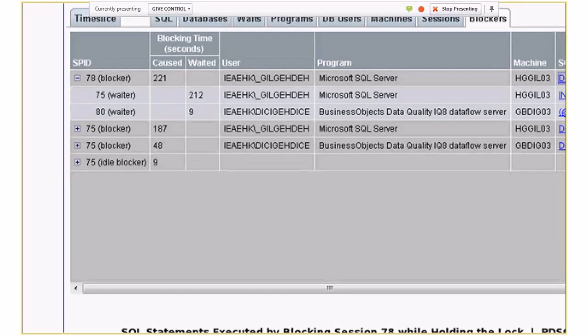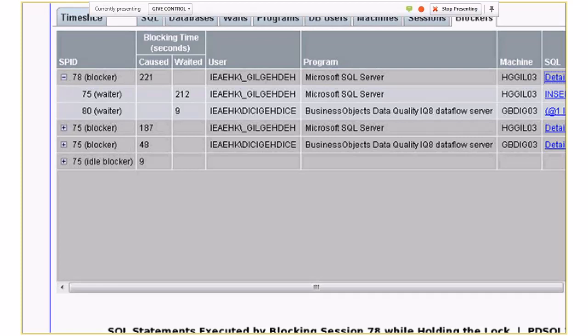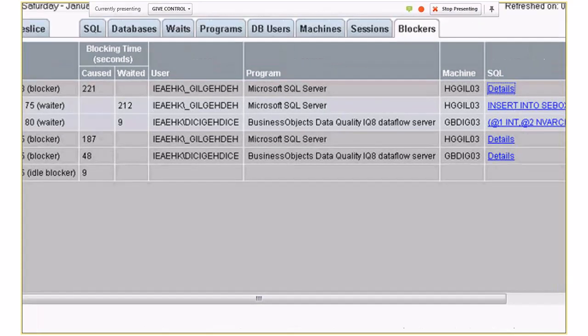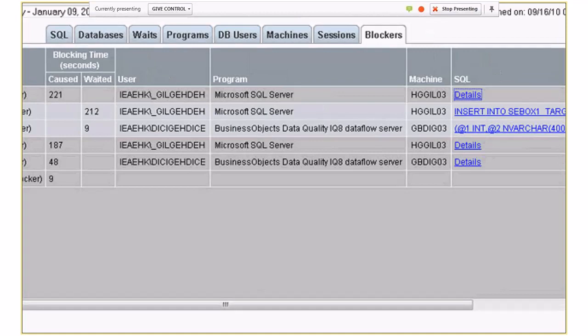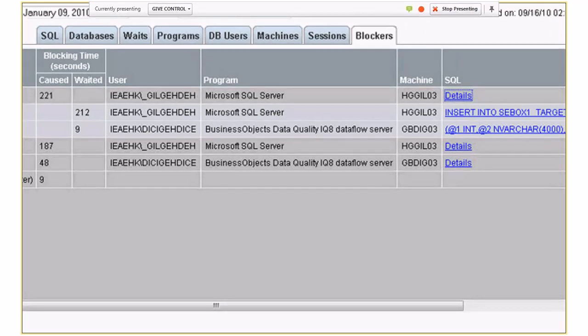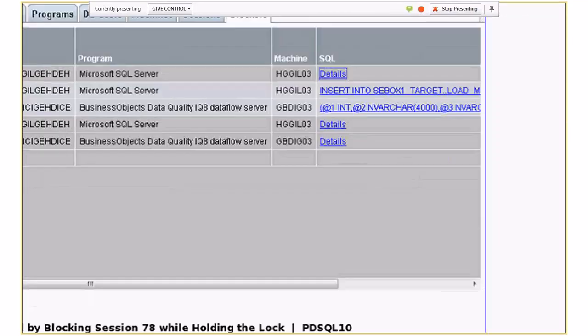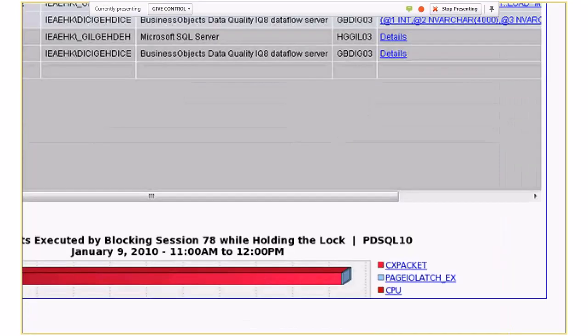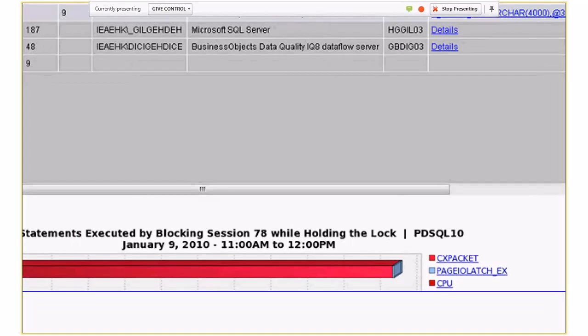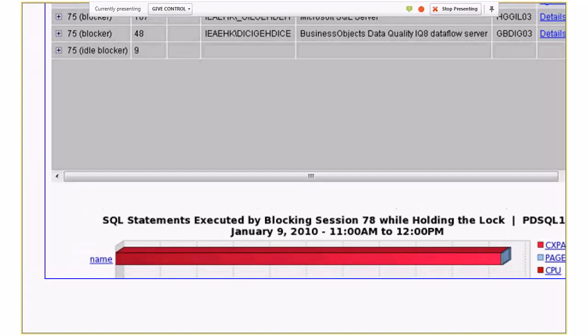We got the user, the program, the machine, and we can see the details below of what he was running while he was blocking. And sure enough, he was running this one SQL statement, which we put a name on. I should have printed it out. But what was this guy doing while he was blocking? Well, look at his wait types.